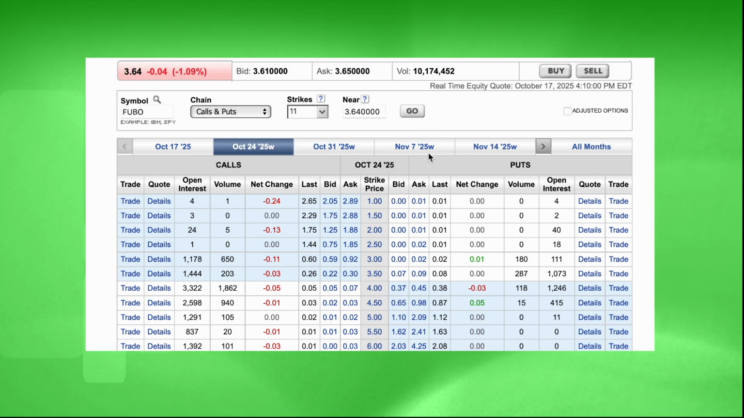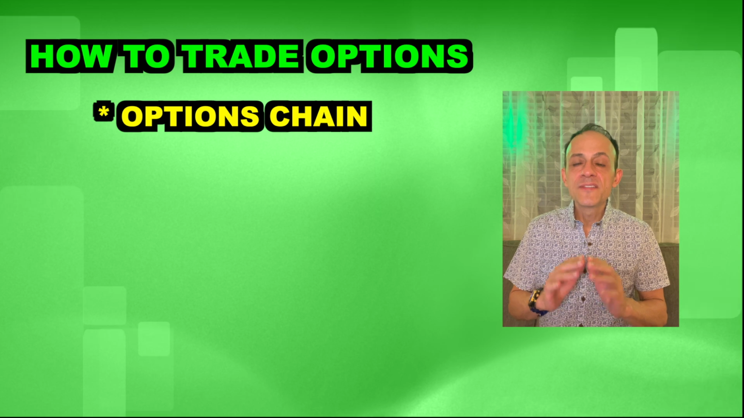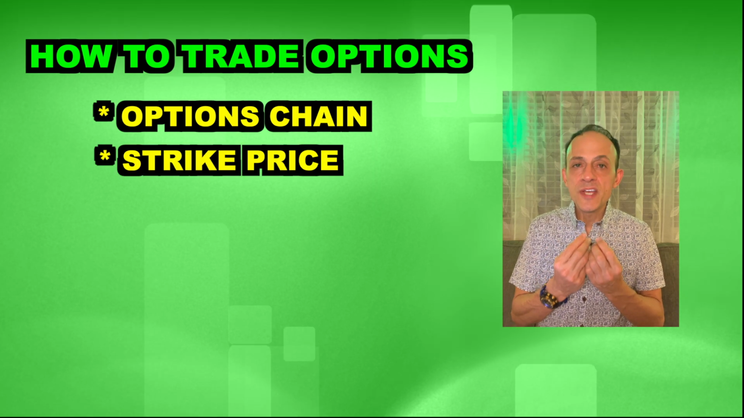So it shows us 11 strike prices, and this is the strike price here, which is in the middle. And on the right we have puts, which is betting that the stock will go down, and on the left we have calls, which is betting that the stock will go up. So now that we have identified the options chain button, let's talk about what a strike price is.